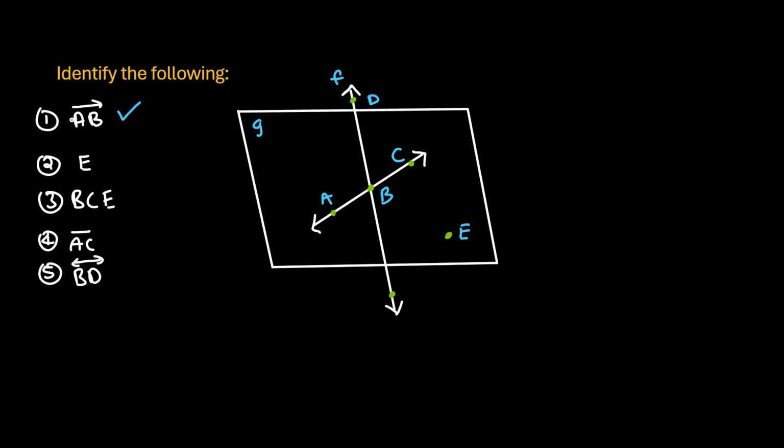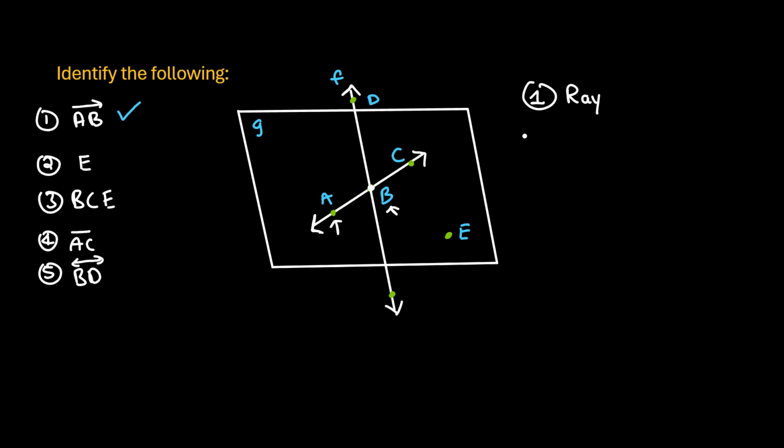Let's find the geometry term of number 1. It says AB. First, we need to locate where A is. So A is over here and B is over here. And it starts here. It has an endpoint and it continues in one direction forever. Number 1 is a ray.